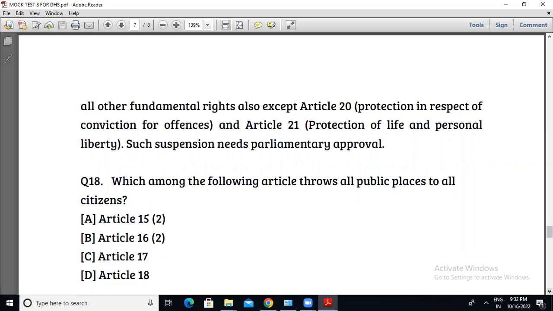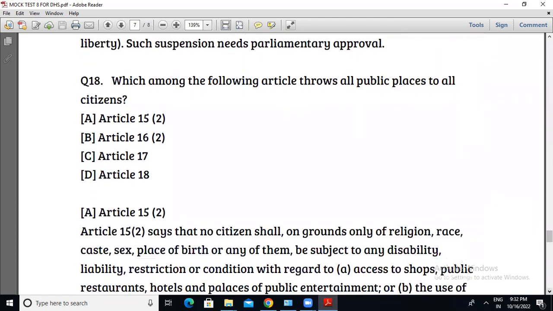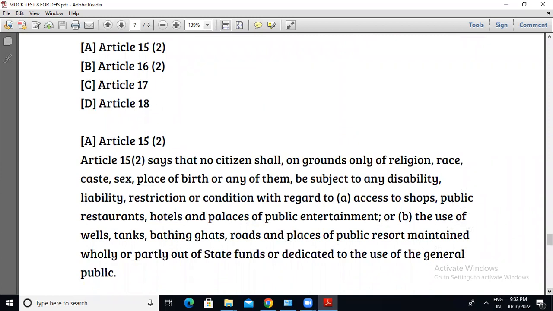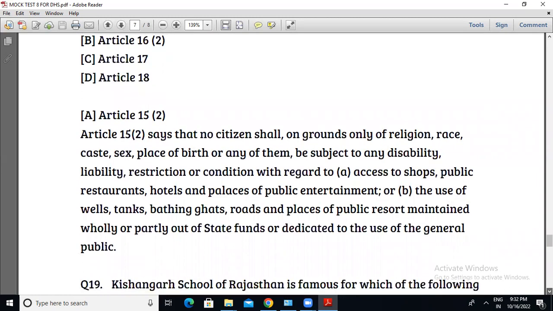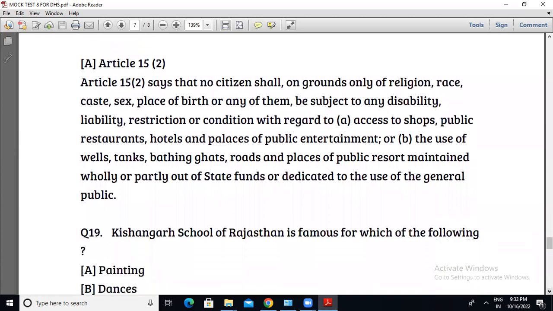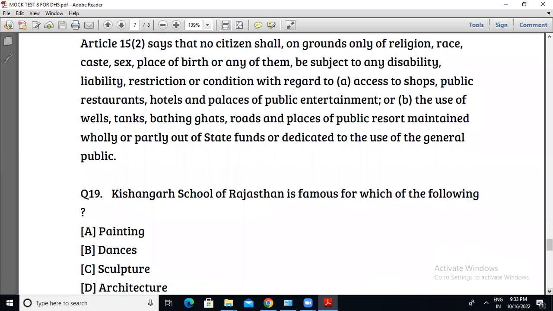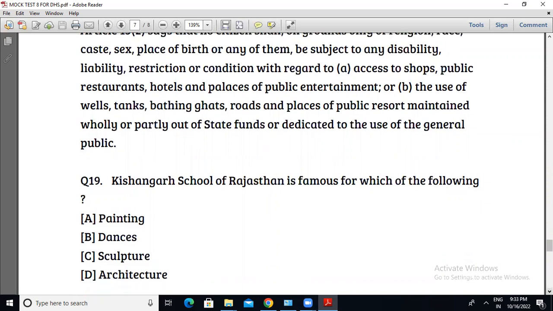Question number 18, which among the following articles opens all public places to all citizens? কোনটো আৰ্টিকলে public place খিনি সকলো citizen ৰ কাৰণে অধিকাৰ দিছে ইউজ কৰিবৰ কাৰণে? সেইটো হৈছে Article 15(2), option A. Article 15(2) says no citizen shall, on the grounds only of religion, race, caste, sex, place of birth, or any of them, be subject to any disability, liability, restriction, or condition with regard to access to shops, public restaurants, hotels, places of public entertainment, or the use of wells, tanks, bathing ghats, roads and places of public resort maintained wholly or partly out of state funds or dedicated to the use of the general public. আৰ্টিকল 15(2) জৰিয়তে পাব্লিক প্লেস খিনি আমাৰ সিটিজেনৰ কাৰণে ইউজ কৰিবৰ অধিকাৰ দিয়া হৈছে.